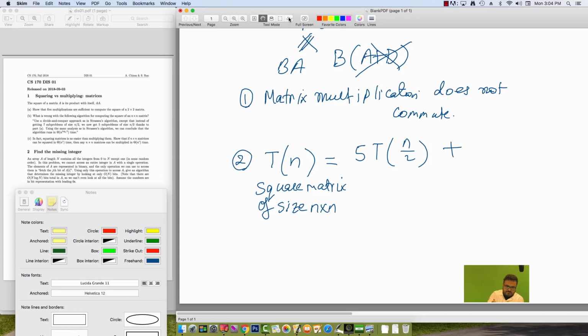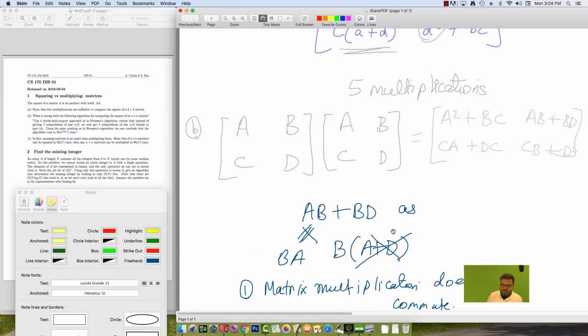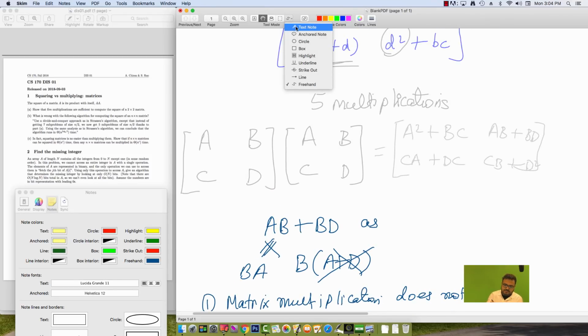But this itself is not right. Why is it not right? Because understand, T here stands for squaring a matrix of size n cross n. So you can imagine having a function that squares a matrix of size n, and it takes in a matrix of size n. This T should be the same as the other T. So technically, this should be square a matrix of size n over 2. But if we go back up and look at our multiplications, that doesn't make any sense because that is not what is happening.